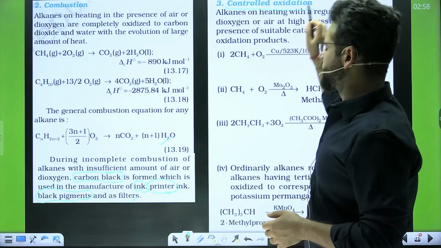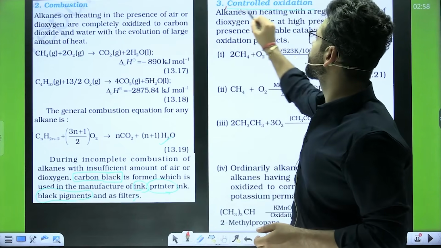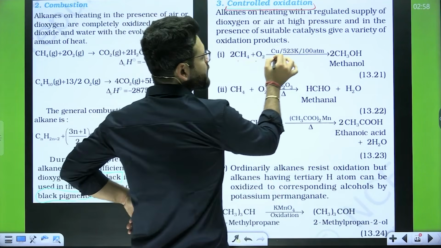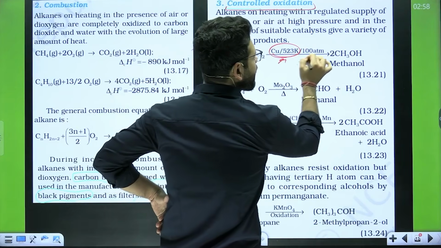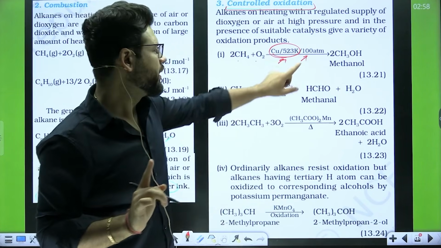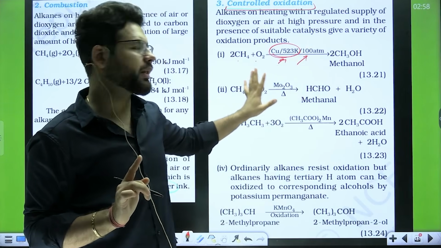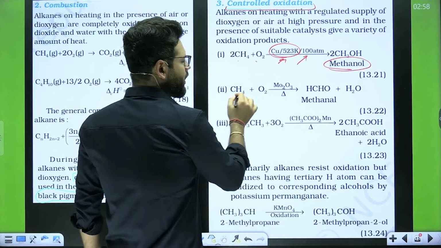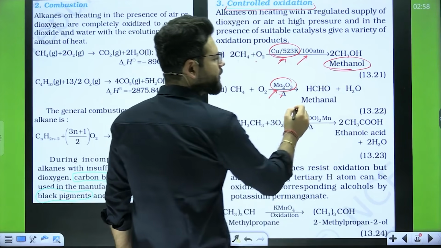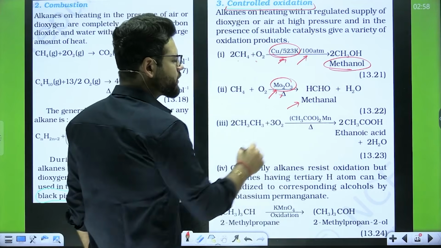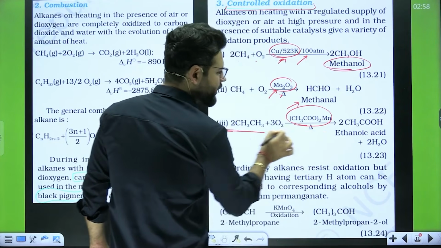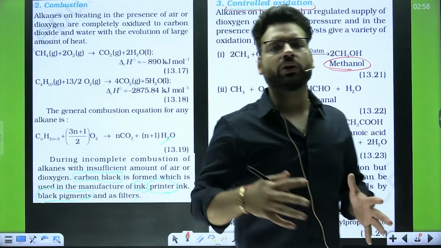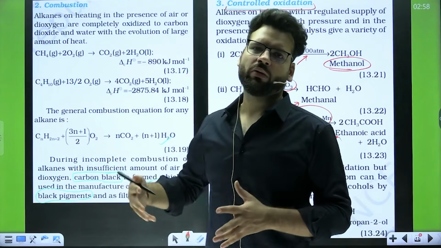Next is controlled oxidation. This is one of the important reactions, catalytic oxidation. Particularly these three reactions are there. If methane's oxidation is done in the presence of copper at 523 Kelvin and 100 atm, remember the condition, very important. Whichever conditions are given in the NCERT, we have to remember them as it is. Then its partial oxidation gives you alcohol, methanol. If I use molybdenum trioxide, we get methanal, aldehyde. If we use manganese acetate with ethane, we get ethanoic acid. Three reactions, just learn them as it is. Methane to methanol, methane to methanal, ethane to ethanoic acid using the three catalysts.